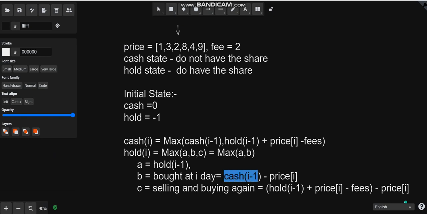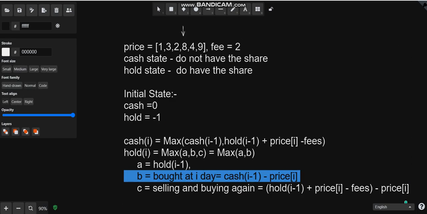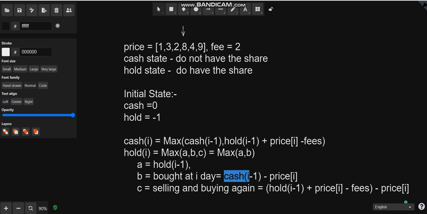So cash at I minus 1 states that on the day I minus 1 we did not have the share, but we bought it on the day I. So that is the reason from the previous state, that is cash at I minus 1, we are subtracting today's price, that is 8. So this means that we bought that particular share today. So this is the second condition which comes here.